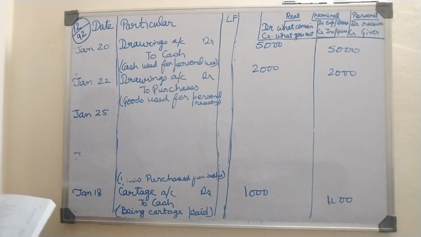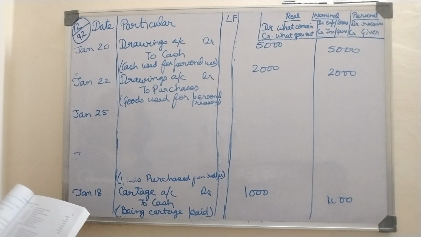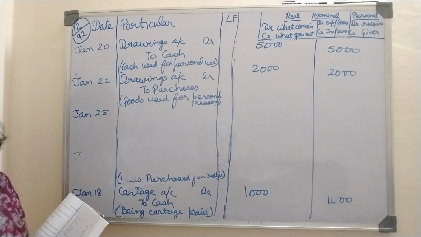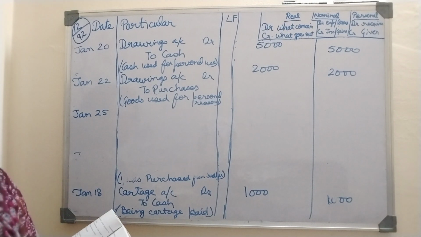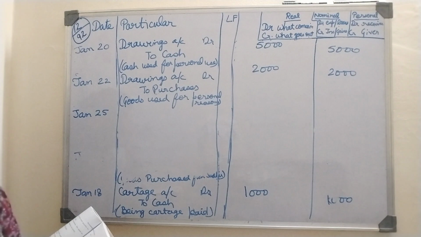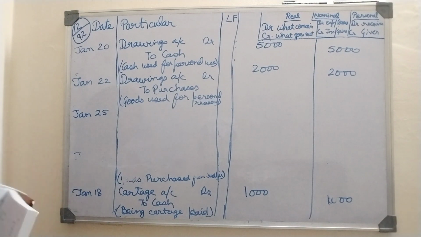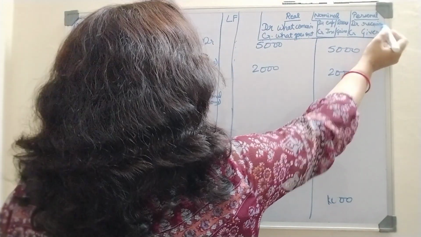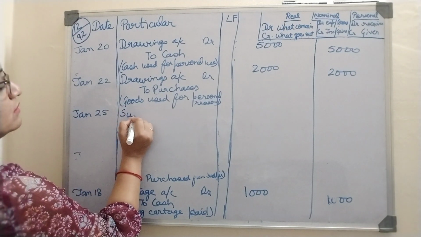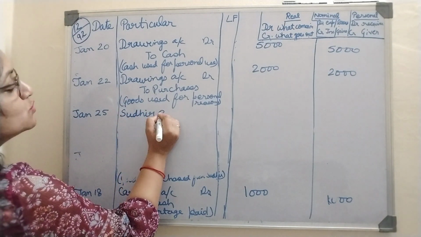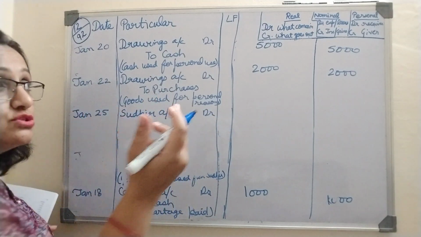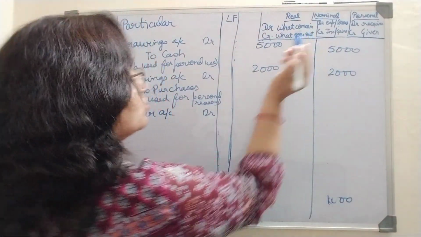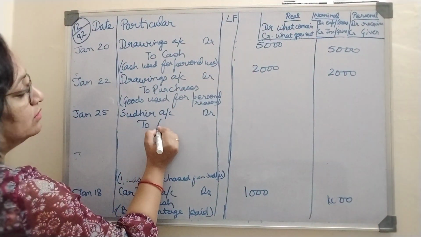January 25 says cash paid to Sudhir, discount allowed 300. You remember Sudhir's account we had created. Just look back at the January 14 entry. Goods purchased from Sudhir. So we had purchased goods from Sudhir, and now we are paying him cash. So debit the receiver. Who is the receiver now? Sudhir. Sudhir account debit. When we are paying him, it means cash is going out. Credit what? Cash.